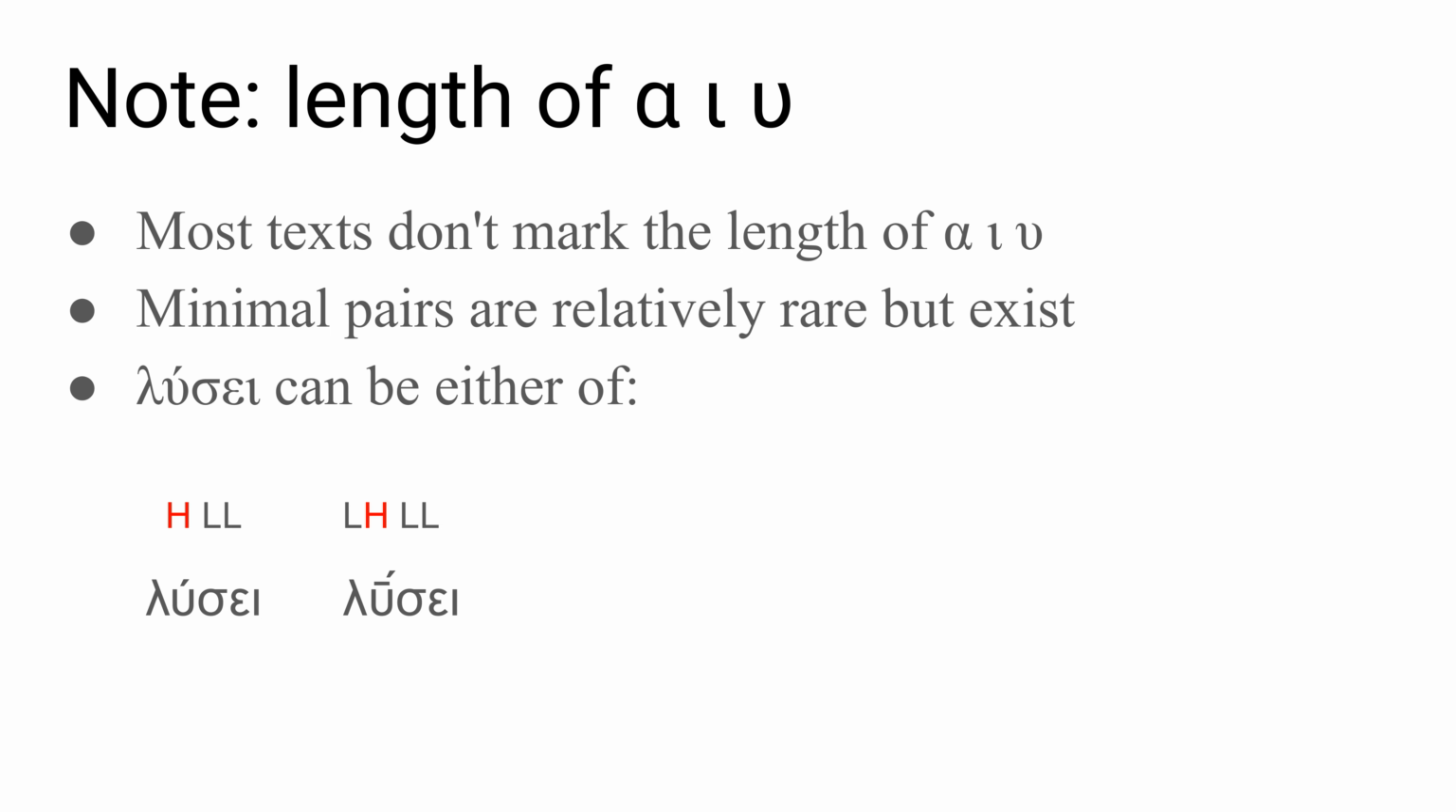Also note that most texts, including many textbooks, don't mark the length of the vowels alpha, iota, and upsilon. So when you see one of them with an acute, you don't actually know if it is short with a simple high pitch or long with a rising pitch. Minimal pairs are relatively rare, but they do exist. One example: lycée, lycée.